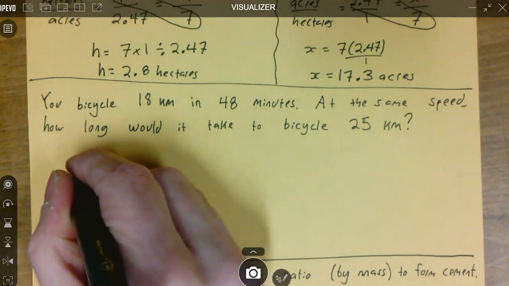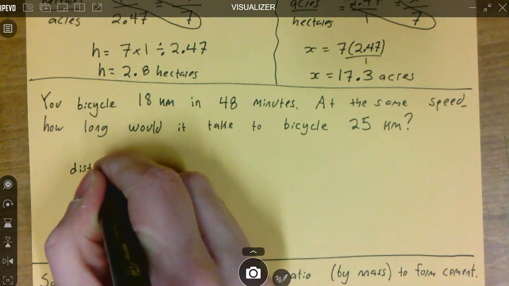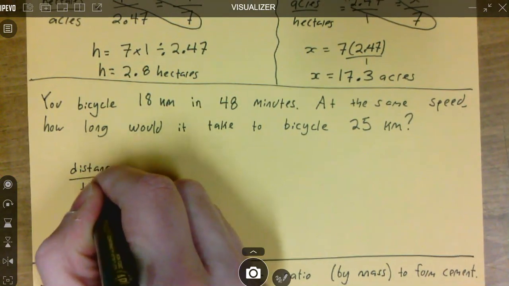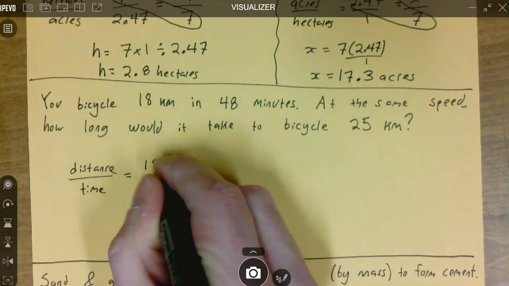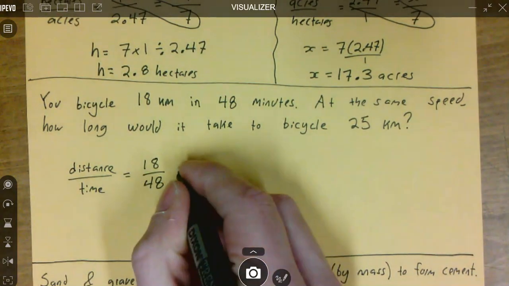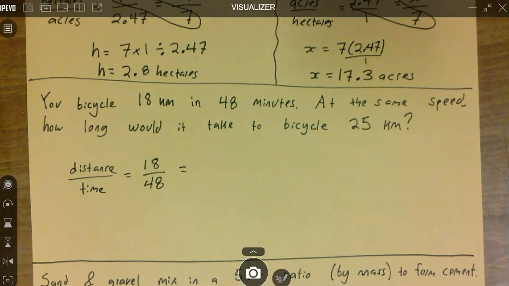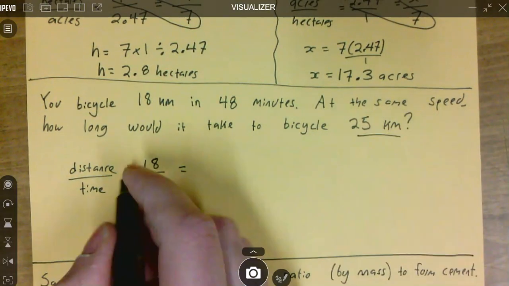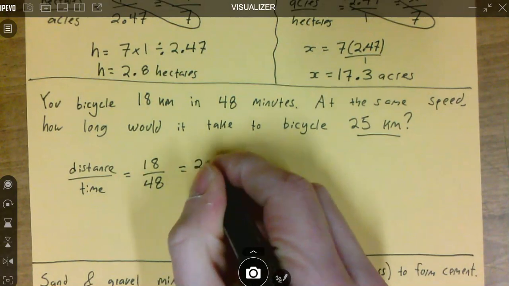So we're comparing, again, 2 things, the ratio of distance to time. And so you're always traveling 18 kilometers every time you go 48 minutes. And so if I want to figure out how long it would take to bicycle 25 kilometers, well, 25 kilometers is a distance, so I'm going to put it in the numerator with my distances.